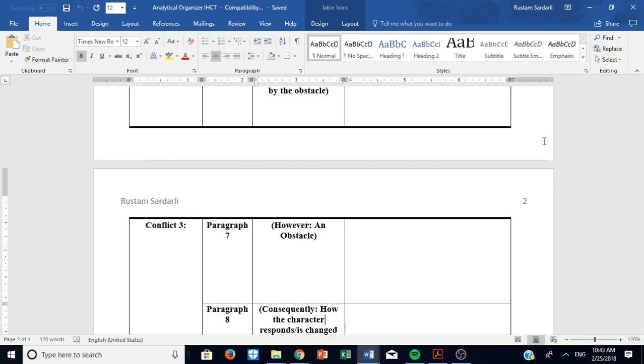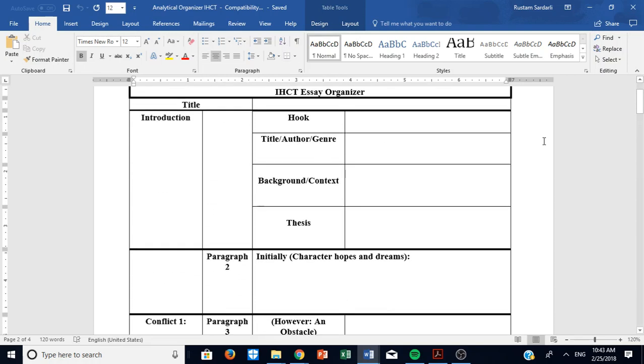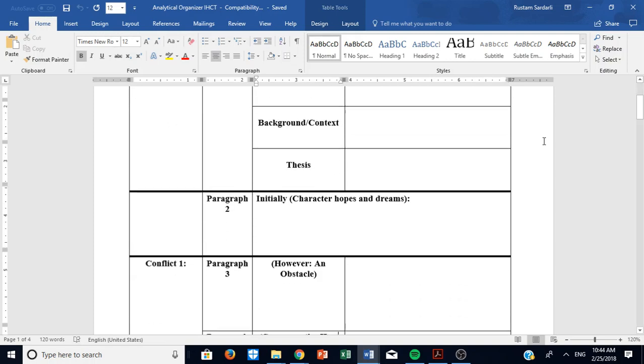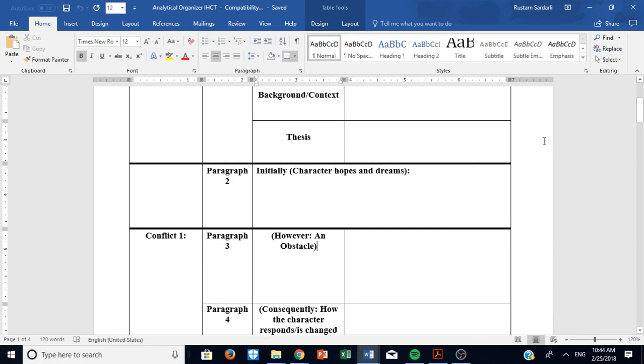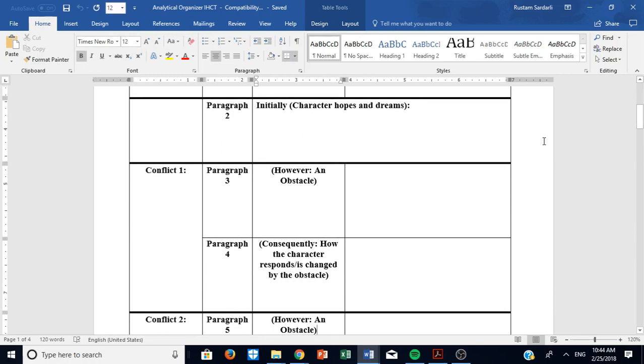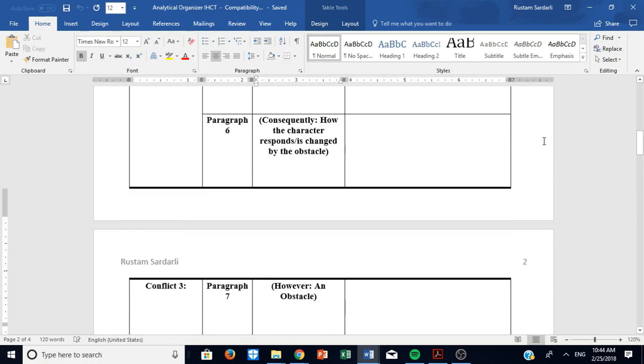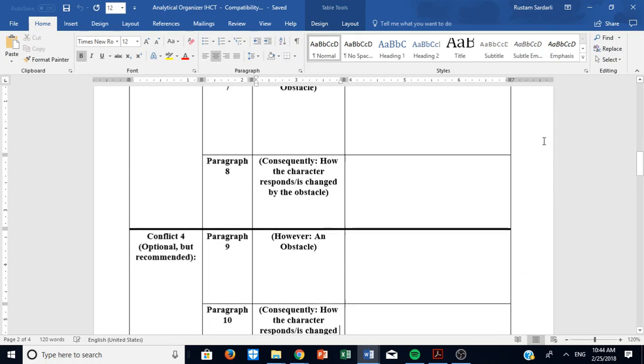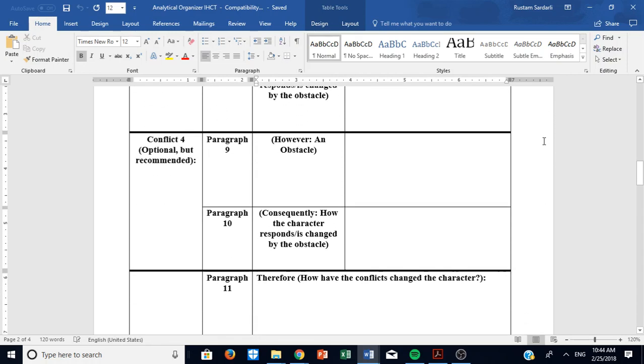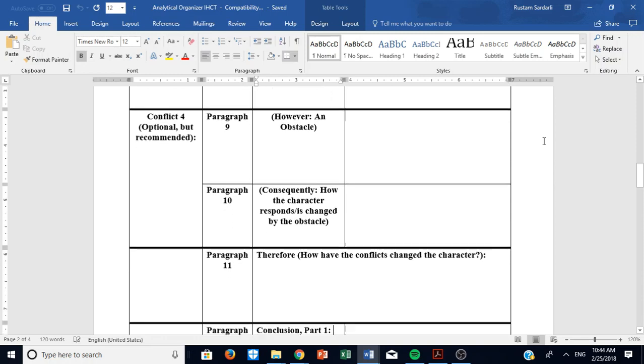Again, quick summary. When you look at the introduction, what are you talking about? What's your position? That's your thesis. Where does the character start off? And initially, what gets in the way? How does the character change? What else gets in the way? How else does the character change? What else gets in the way? How else does the character change? Etc. Where does the character end up?